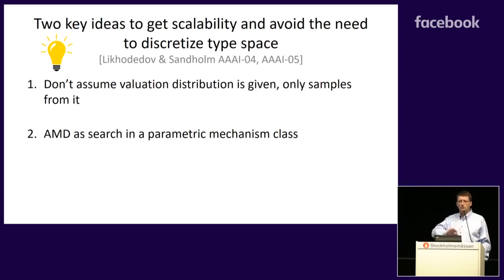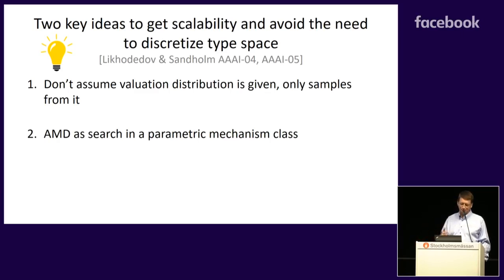So oftentimes we don't really have a discrete type space, we have a continuous type space. The first idea was not to assume that the valuation distribution is given, like we usually assume in auction design, or sales system design, in economics. Rather, let's only assume we have samples from the distribution. Okay? So now my complexity is not out of hand. I can have a list of samples, I can store it. Now, of course, the list of samples isn't as good as the whole distribution, but at least I have something that's potentially practical.